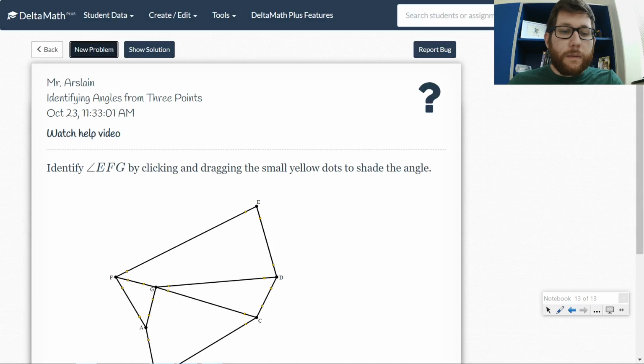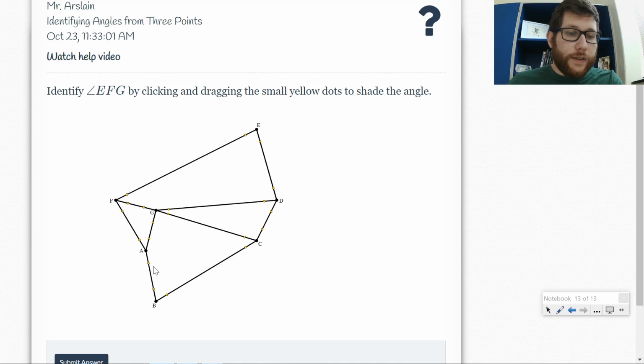Let's look at one more. Notice EFG. Now this time I'm not going to highlight it, but notice I've got EFG. F is going to be my vertex, the corner of my angle. So EFG. I'm going to go from E to G. Notice I could extend this if I wanted to, but that would be EFA. I only want to go from E to F to G.